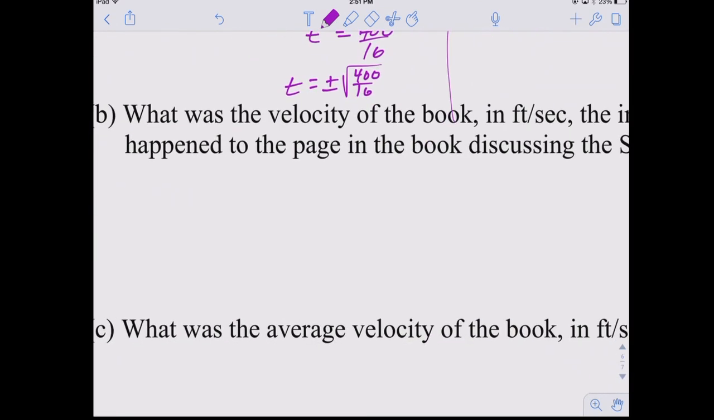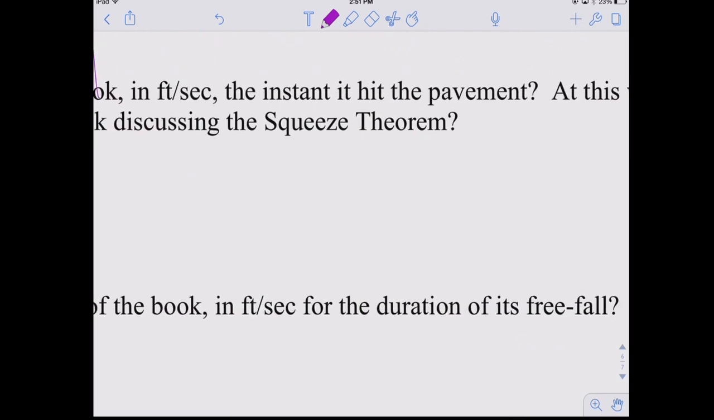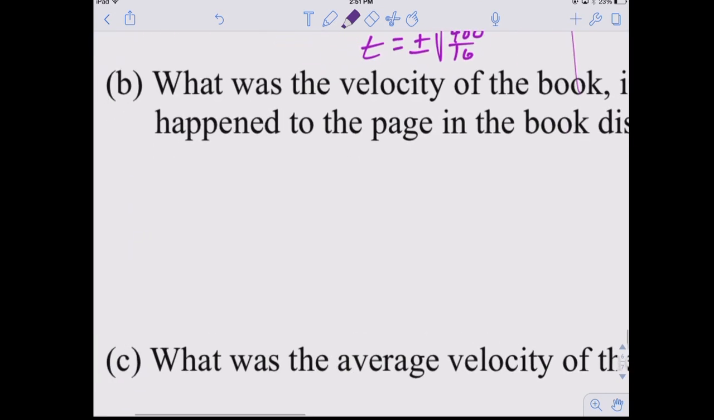What was the velocity of the book in feet per second the instant it hit the pavement? The answer is not 0. Someone always says, well, it hits the ground, it's not moving, it's 0. Oh, thanks. Plug in 5 into which function? Not h of t. That'll tell you the instantaneous height. I should get 0. h prime. This is the instantaneous rate of change of position, also known as instantaneous velocity.